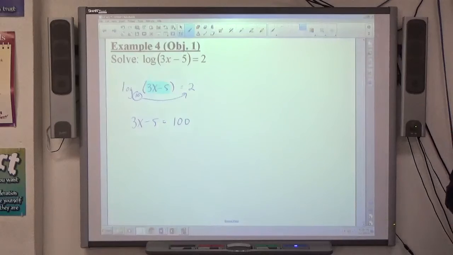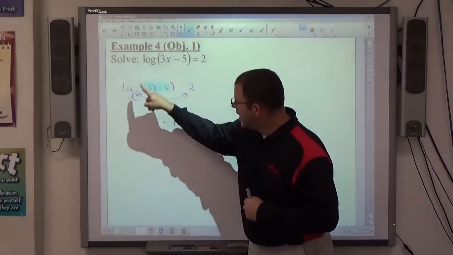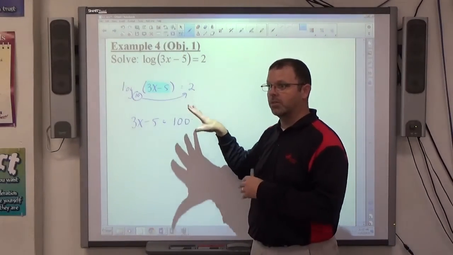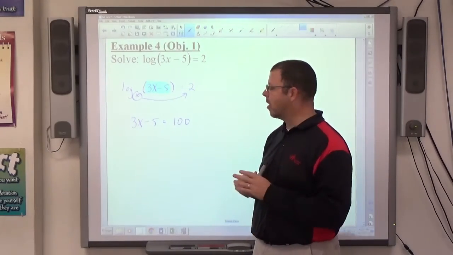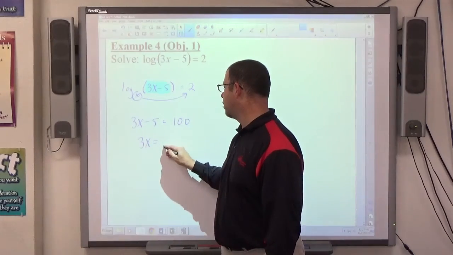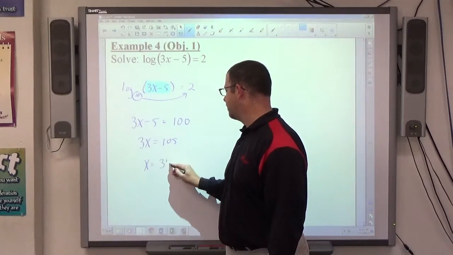If you can do it in your head, great. If you can't, write it down and then use a calculator. But again, that 100 is not just some magical 100 that showed up. It's this base raised to that power equals this number. That's just changing to an exponential structure from a logarithmic structure. The log is now out of the problem. We're left with 3x minus 5 equals 100. Therefore, 3x must equal 105. Dividing both sides by 3 gets us x equals 35.